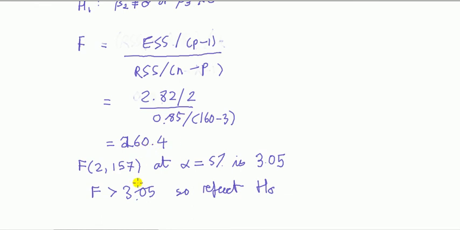The test statistic exceeds the critical value, so reject the null in favor of the alternative that at least one of the slope parameters is not zero. Okay, since I've already done one of these examples, there's less to say on this one, so that's it really.